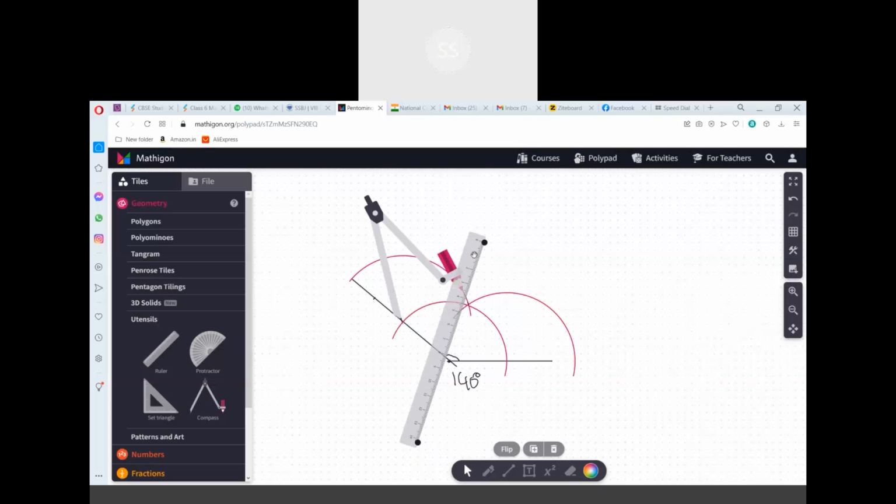Draw the center in between, sir. And name it XY, sir. Adjust with this. It's not exact. Yes, sir. It's very difficult to bring it at the exact point here.